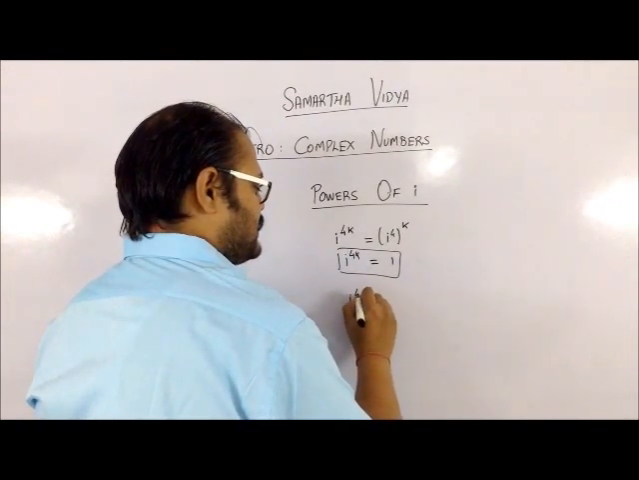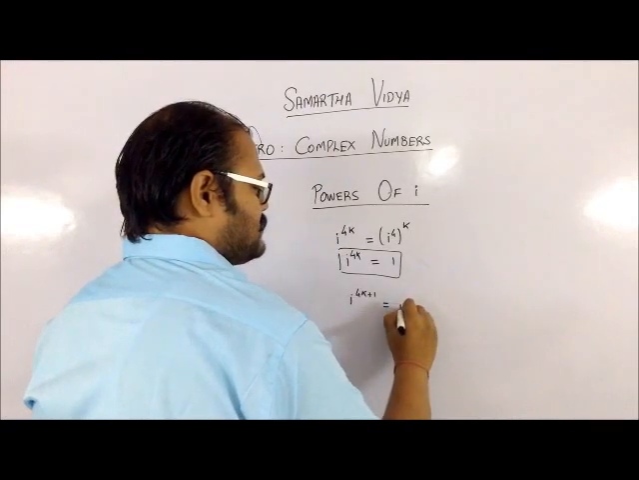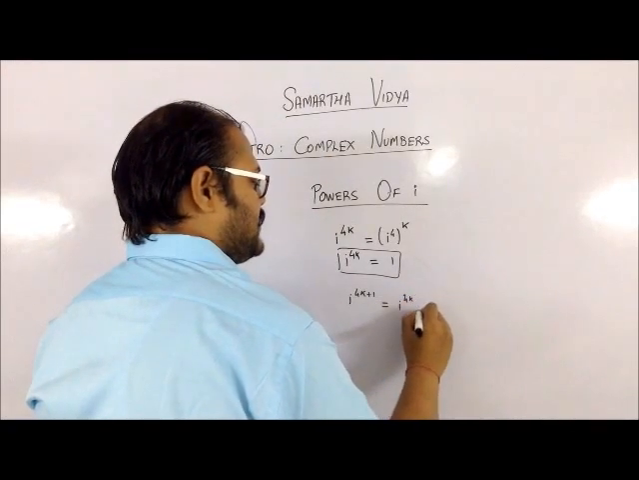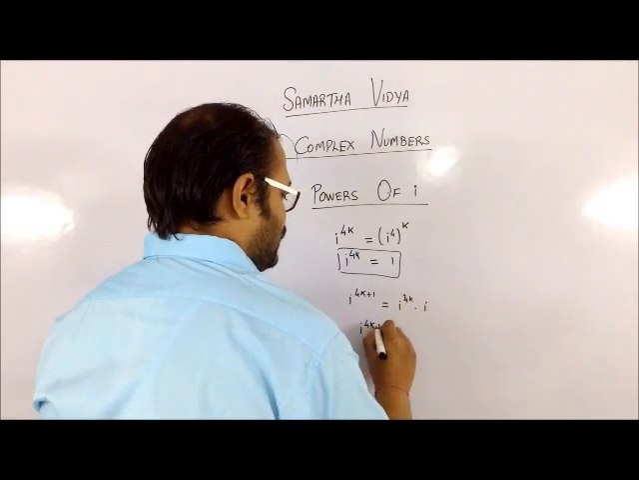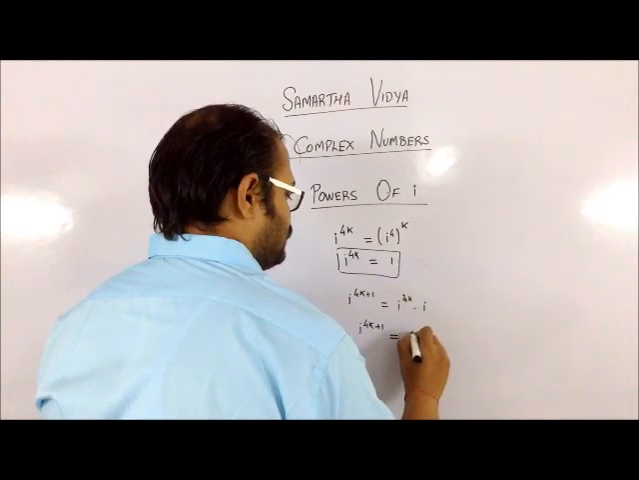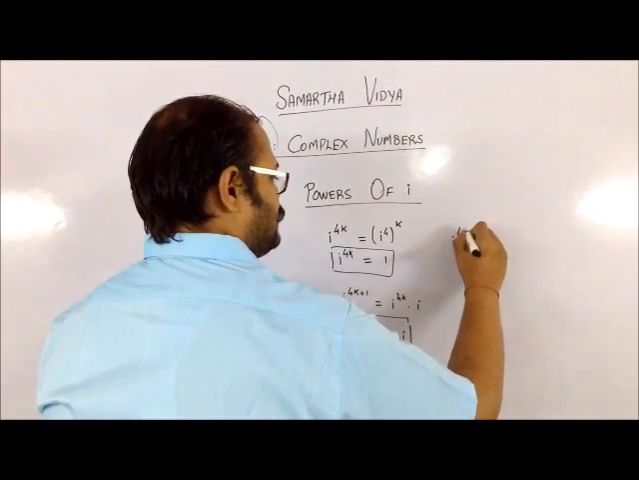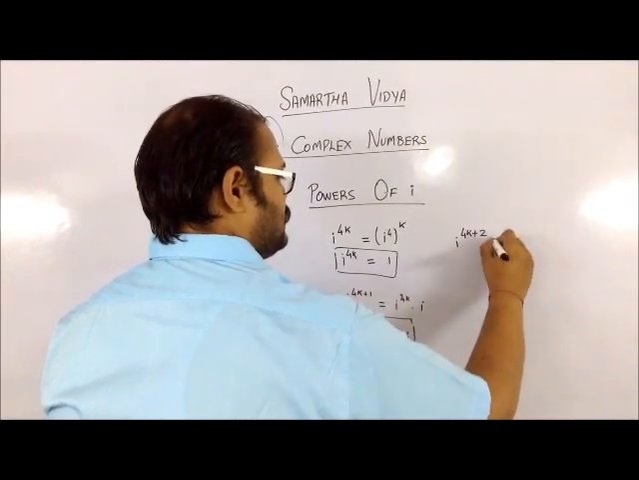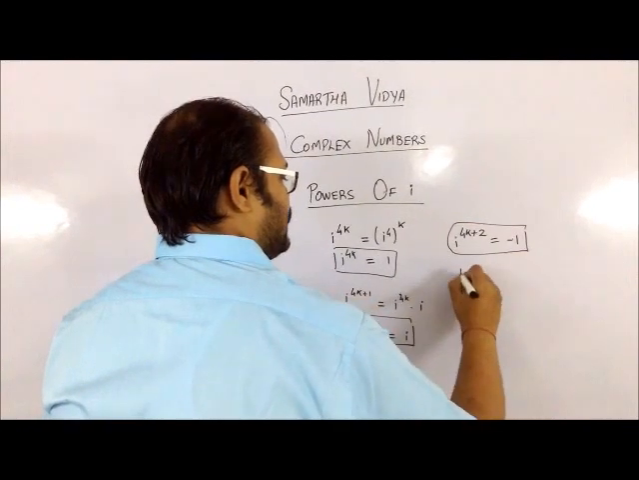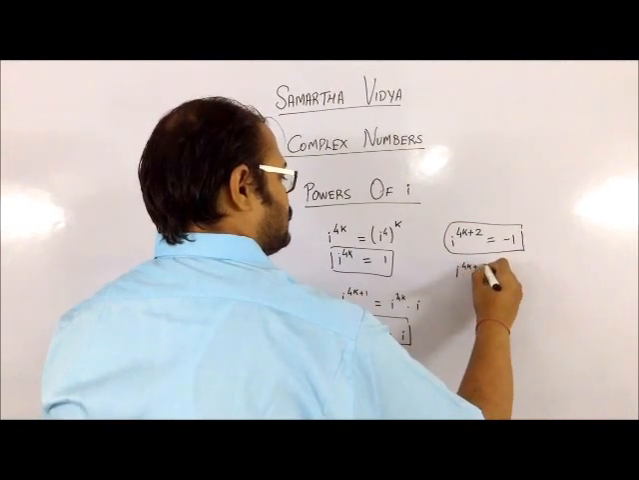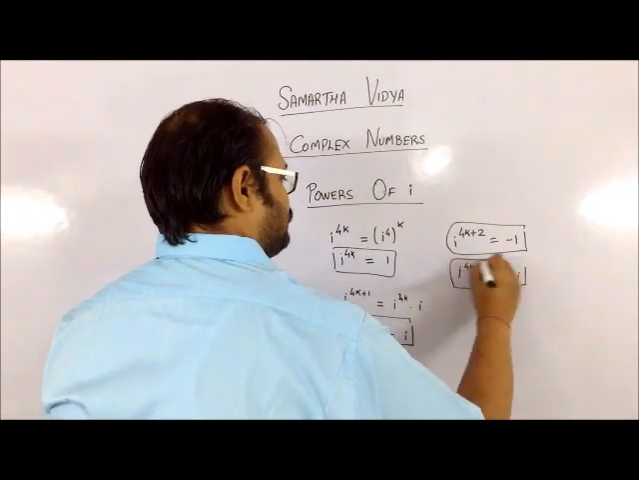Next we go for i raised to 4k plus 1. So i raised to 4k plus 1 can be written as i raised to 4k into i. i raised to 4k plus 1 will have value i. Similarly, we can find i raised to 4k plus 2. So this will have value minus 1 and i raised to 4k plus 3 will have value minus i.